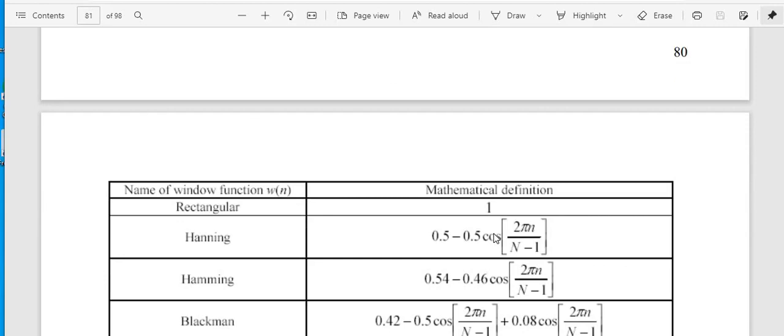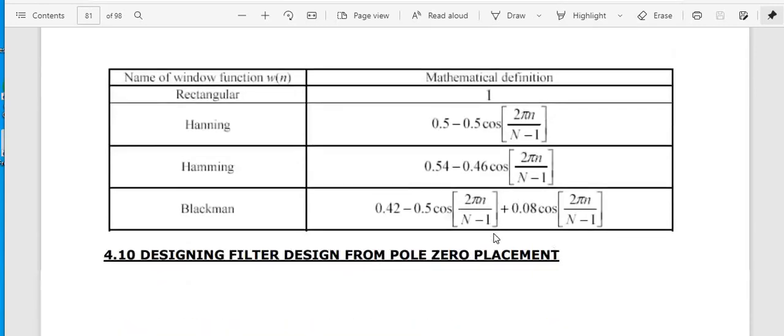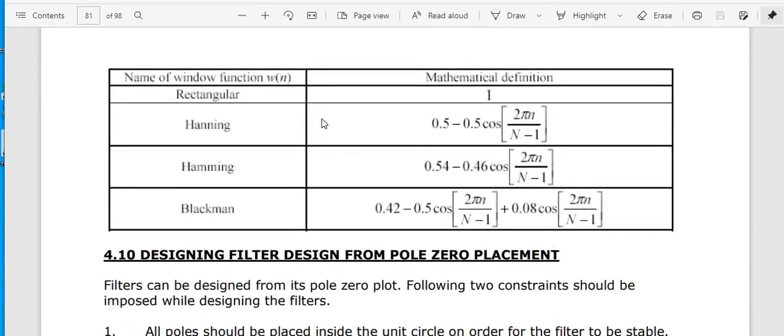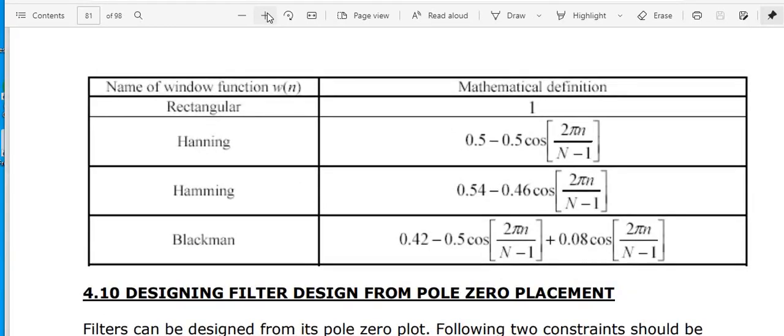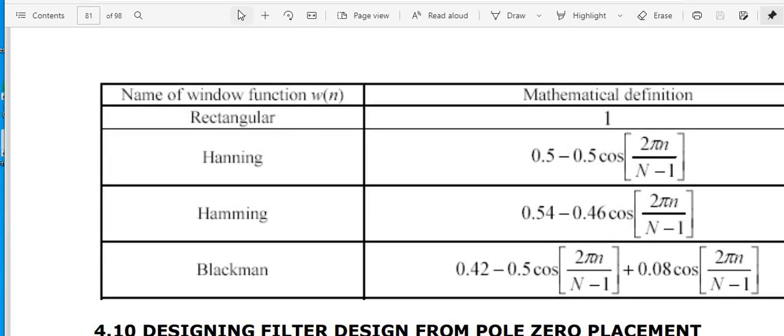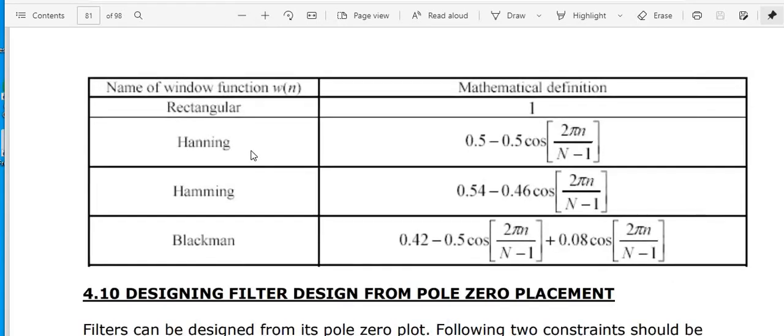Then the mathematical formulas are very important. The formulas have to be memorized. If you know the formula, then only can we use the rest of the part for our designing. So it is important for us to understand how this is going to be used. First, the rectangular window. What is the rectangular window formula? It's always 1. There is no cosine, nothing. Only this 1. That is the rectangular window, because the gain of that will be taken as 1.